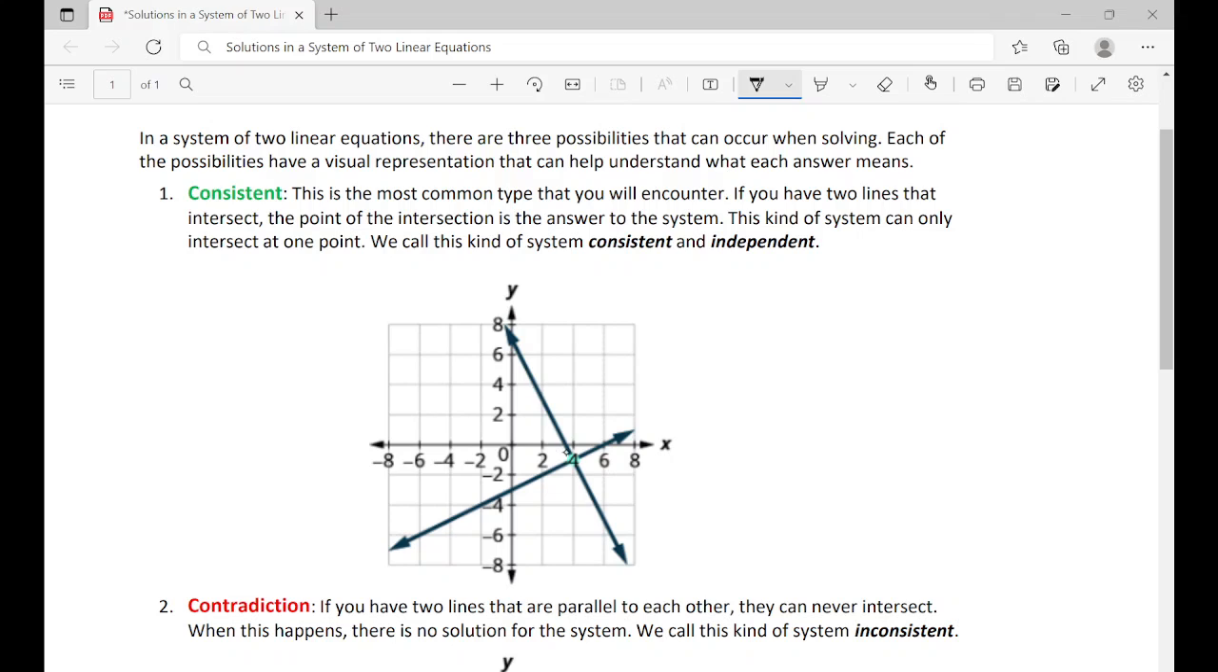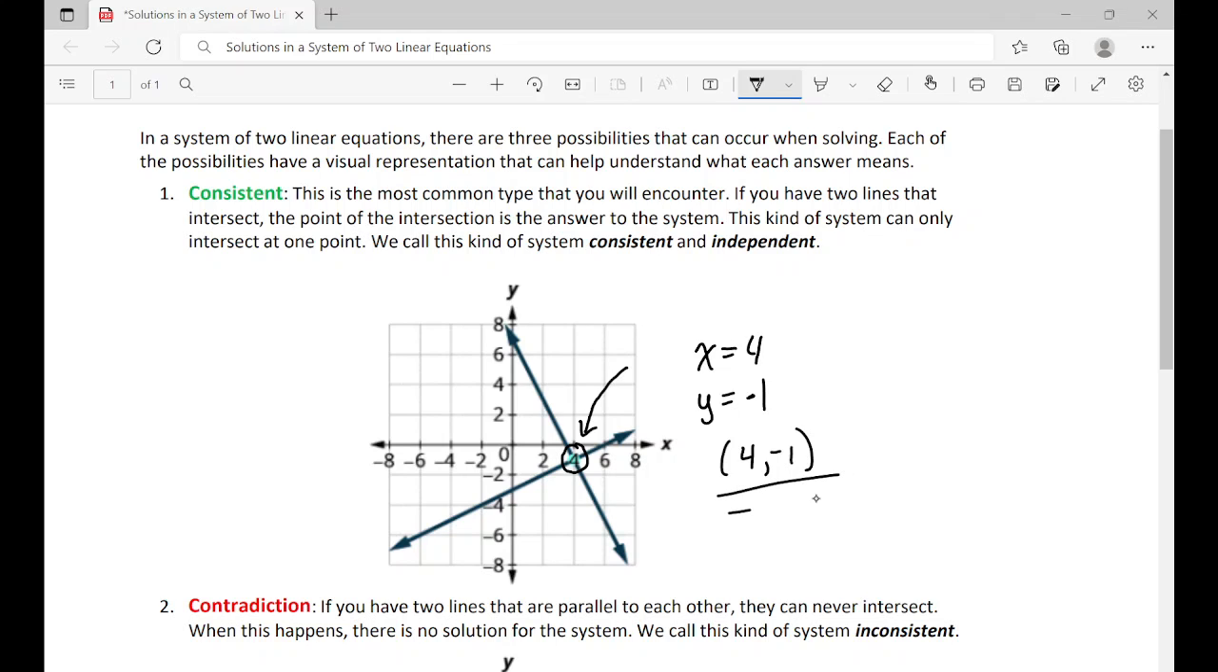So if we have two lines like so on a graph, the point where they intersect is the answer. So right here would be the solution to this system of equations. And since x looks like it is 4 and y looks like it is -1, we can say that the answer to this system of equations is (4, -1). You would want to put it as an ordered pair.